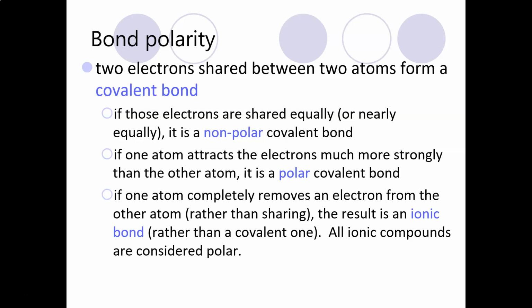If you have a complete transfer, which is what happens in an ionic bond, you are going to see a cation and an anion form. In a polar molecule, there are no cations and anions, there are just partial charges. But in ionic compounds, you have true cations and anions. All ionic compounds are considered polar because of that fact.